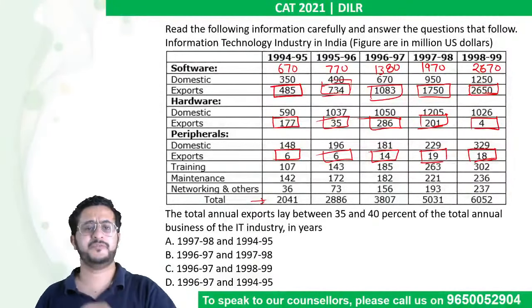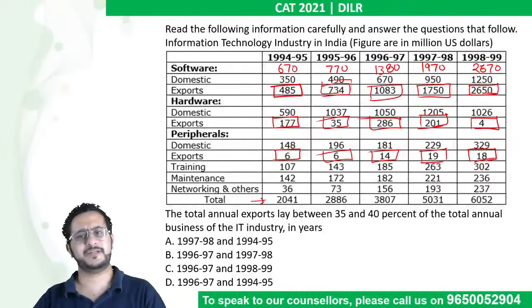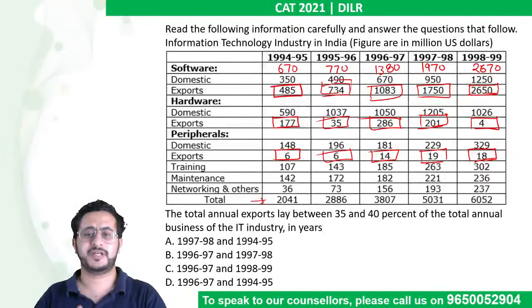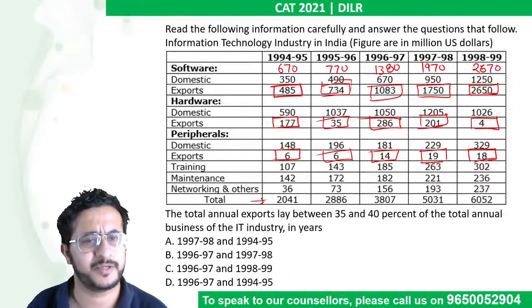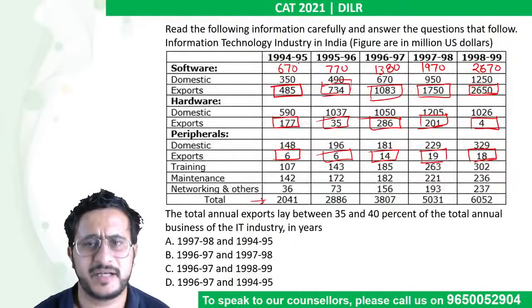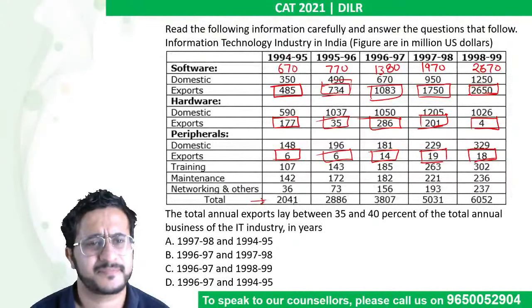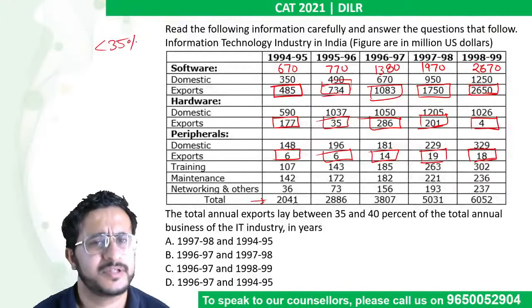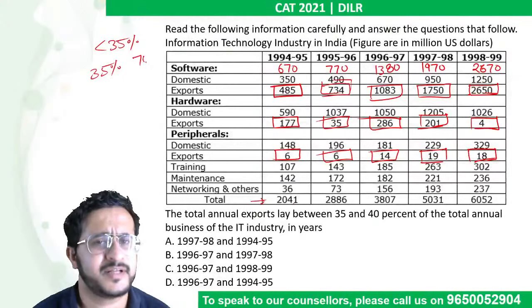Now we've got these values. Now to tell between 35 and 40%. If you see the first option, first year, let us say 94, 95. This is 2000, this is 670. Less than 35%. Sure? Because 35% of 2000 is 700.